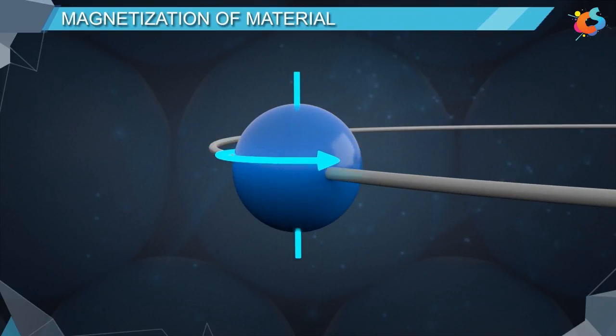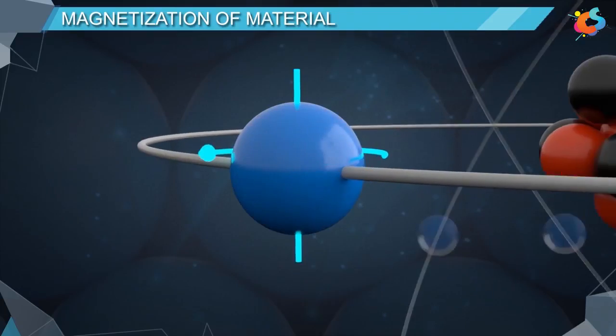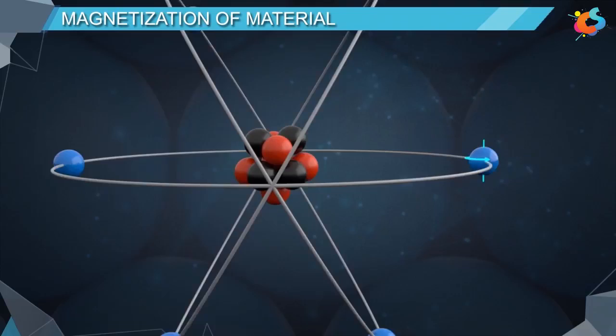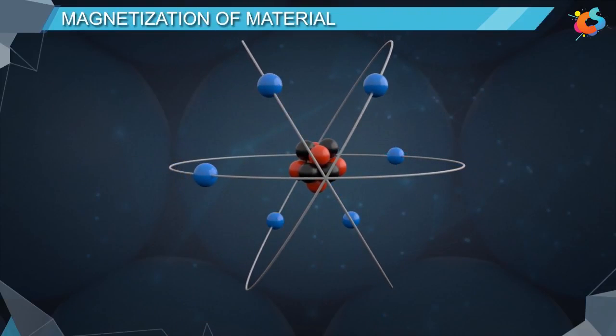This spin also constitutes a magnetic moment which has a fixed magnitude of 9.285 × 10^-24 joule per Tesla. The nucleus has a magnetic moment, but it is very negligible when compared to that of electrons. The resultant magnetic moment of an atom is the vector sum of all the magnetic moments in an atom. The resultant magnetic moment of an atom depends on the number of unpaired electrons in the atom.